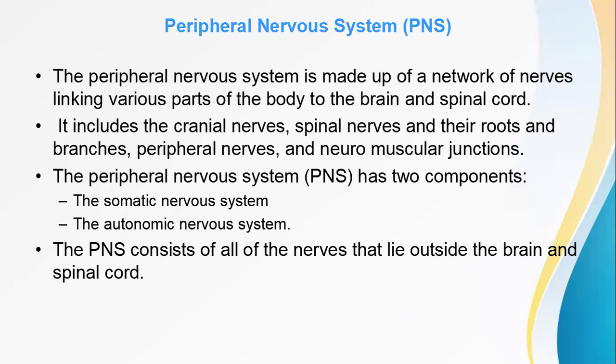The peripheral nervous system is made up of the network of nerves linking various parts of the body to the brain and the spinal cord. It includes the cranial nerves, the spinal nerves and their roots and branches, peripheral nerves and the neuromuscular junctions. The peripheral nervous system has mainly two components, the somatic nervous system and the autonomic nervous system. The PNS consists of all of the nerves that lie outside the brain and the spinal cord.